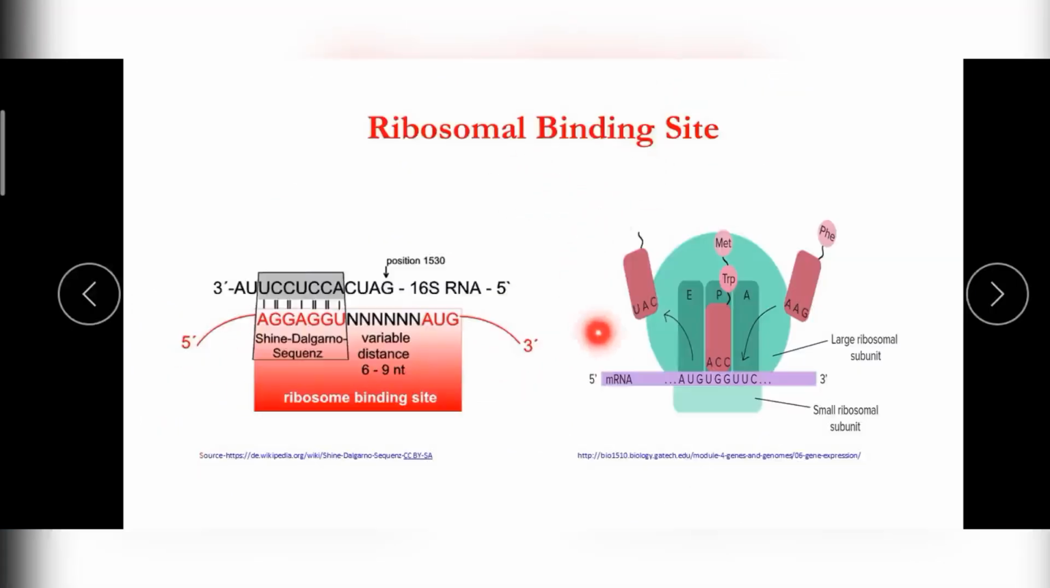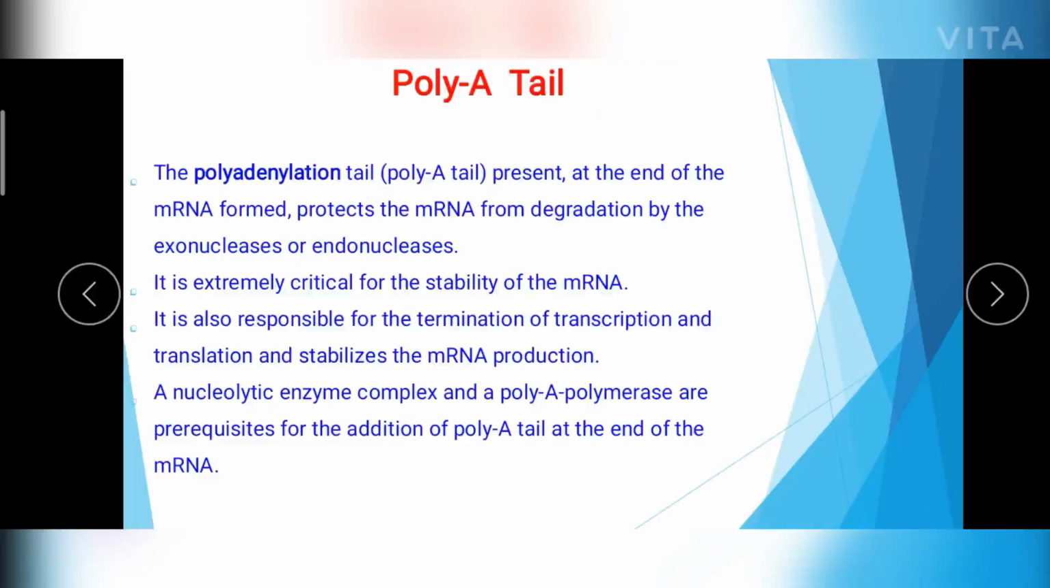In this picture you can see how the ribosome comes and binds to the mRNA. This is the translation initiation site of a prokaryote. It contains a Shine-Dalgarno sequence, which is an 8 base pair sequence. It is highly conserved. This is the portion where the ribosome comes and binds and initiates the translation process. Next feature is the poly A tail.